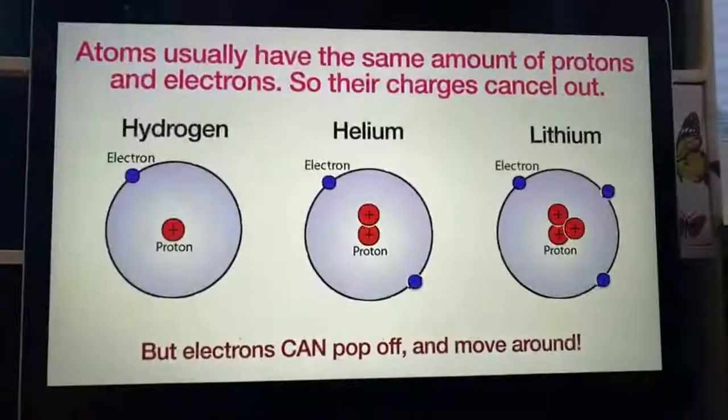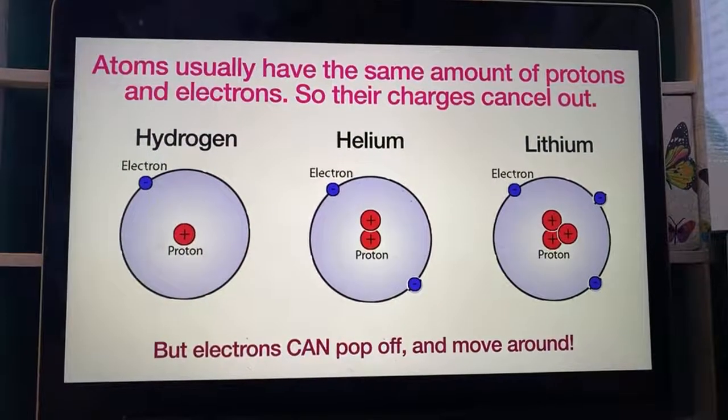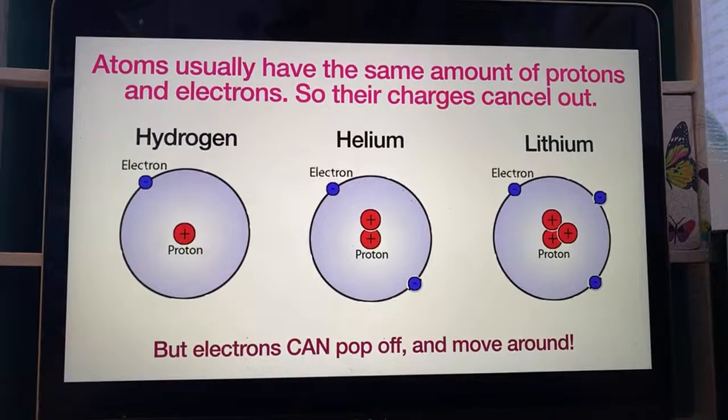Here is a PowerPoint thing I did to show you. Electrons indeed can and do pop off and move around. Look at these special effects.